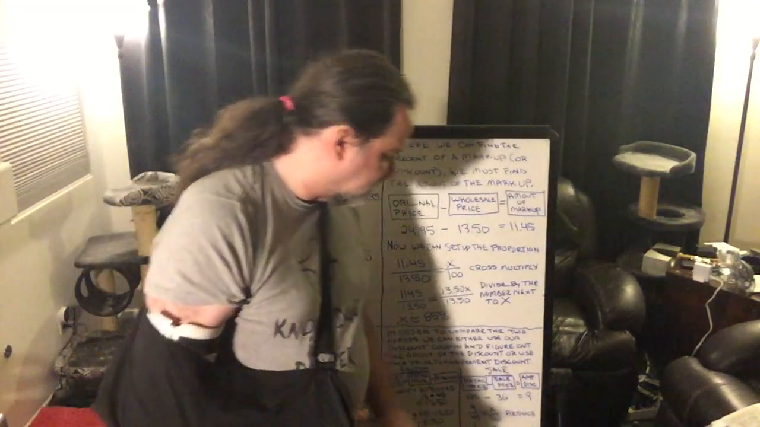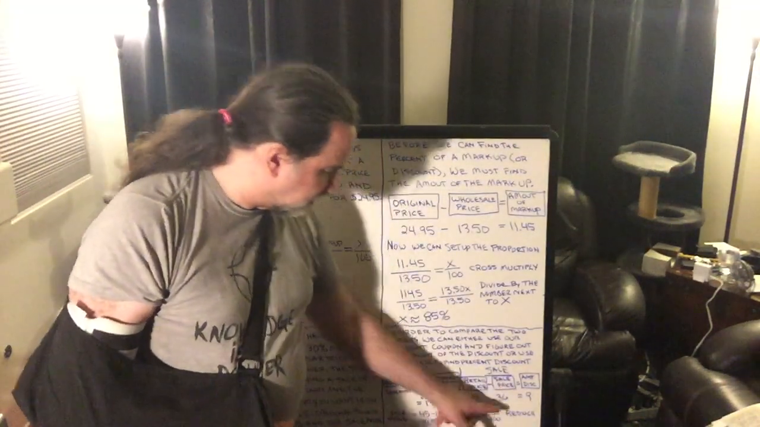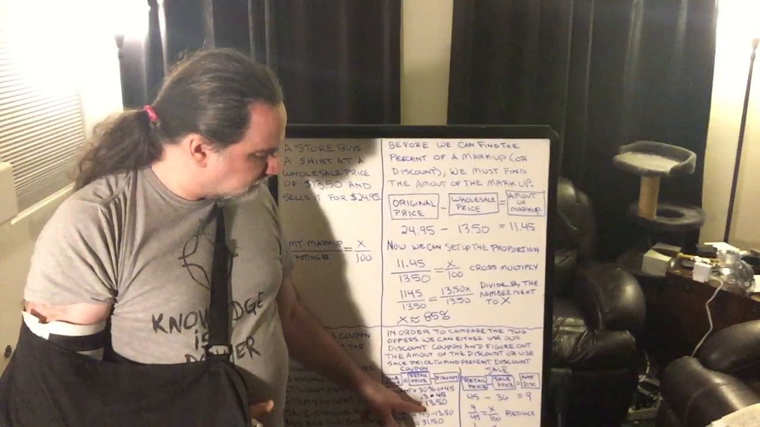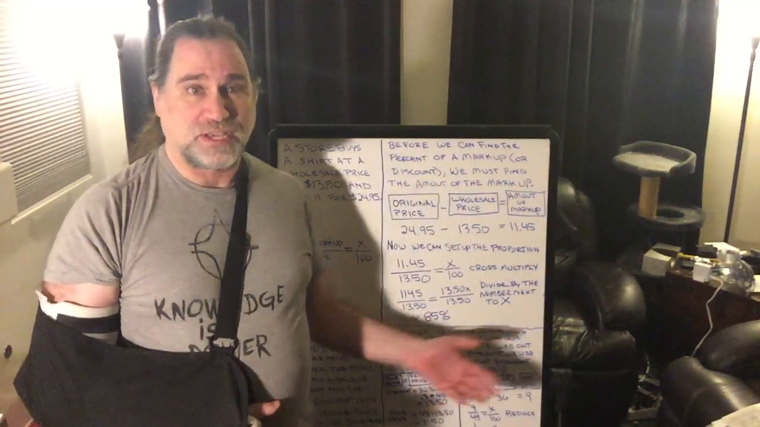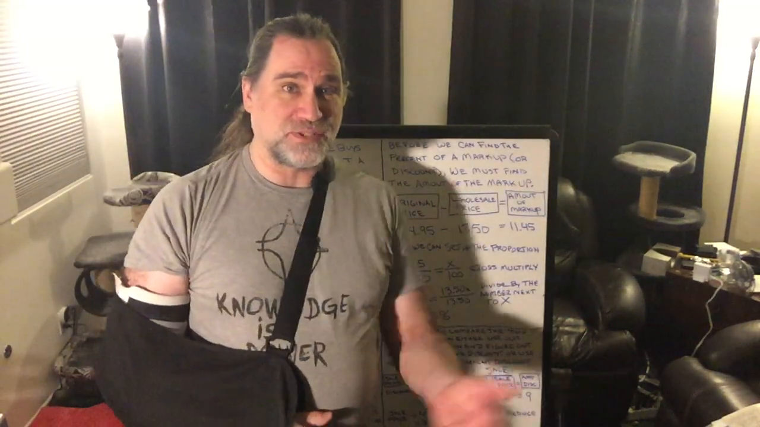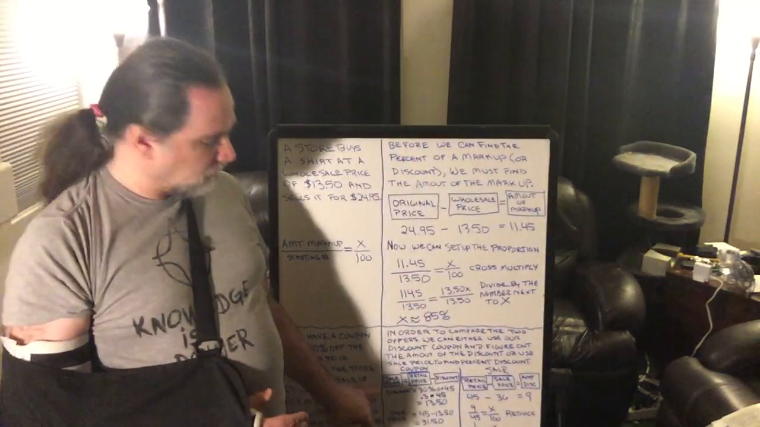We get that that's $9. 45 minus 36 is 9. And we could have compared these two numbers, $13.50 and 9. Which one would you rather take off of the sale price before you buy it? Well, I'd certainly rather have you take off $13.50 rather than 9, so I want the coupon.